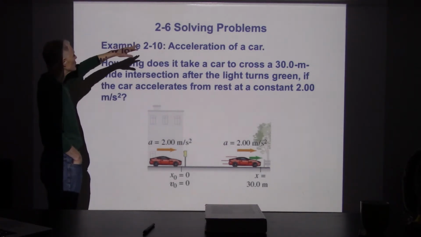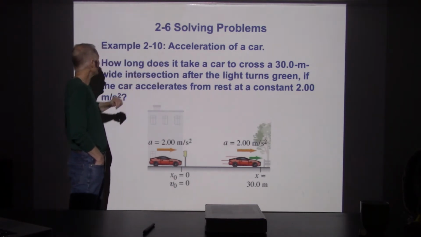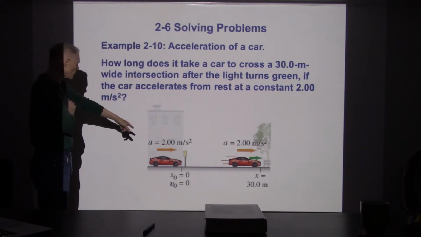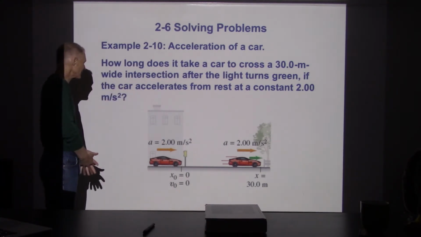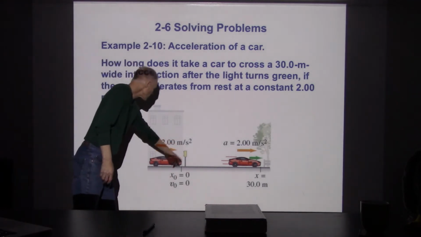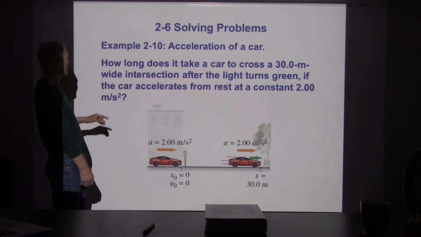All right, so let's do some more problem solving here. Example 2-10, acceleration of a car. So here's a car traveling along the highway. I think the object we want to isolate here is the car. So we're looking at the car. We're told that there is an acceleration.